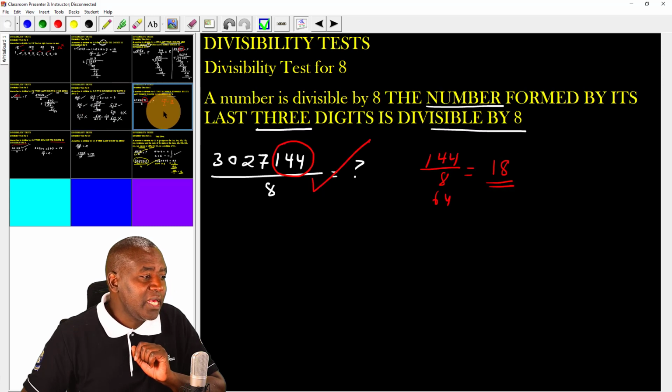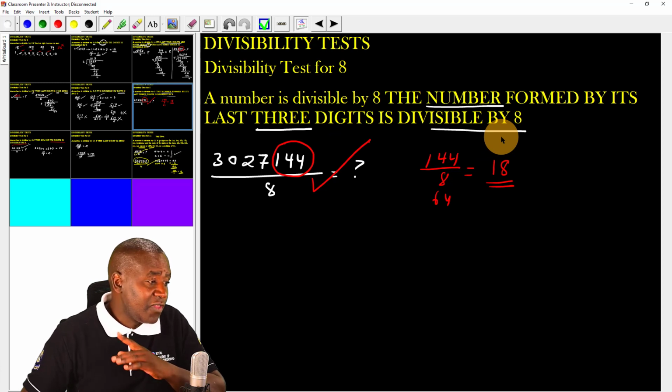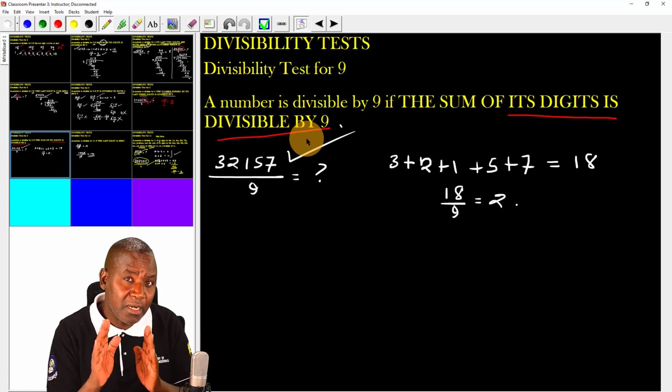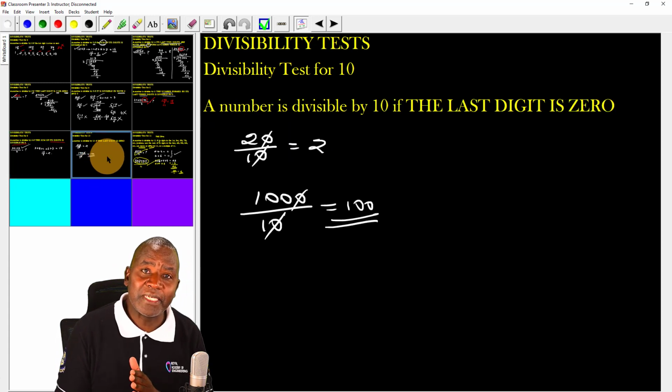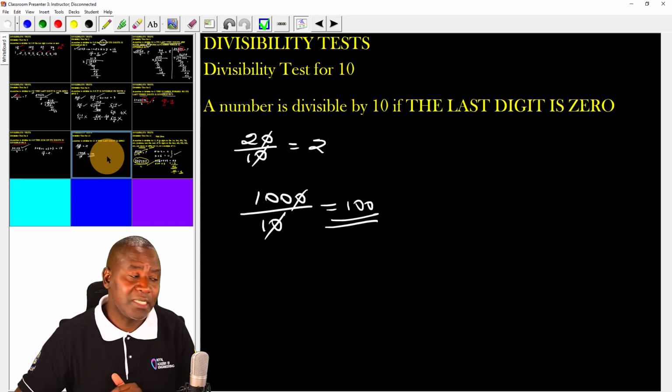How about 8? If a number is divisible by 8, the number formed by its last 3 digits is divisible by 8. Otherwise, if it is not divisible by 8, the whole of that number is not divisible by 8. How about divisibility by 9? A number is divisible by 9 if the sum of the digits in the number is divisible by 9. It is similar to the divisibility test of 3. How about divisibility test for 10? It is the simplest. If the last digit in the number is 0, then that number is divisible by 10.